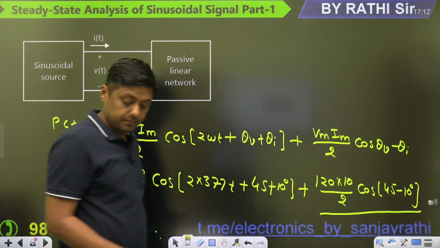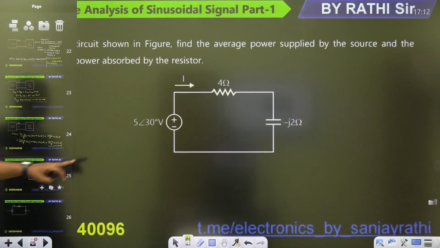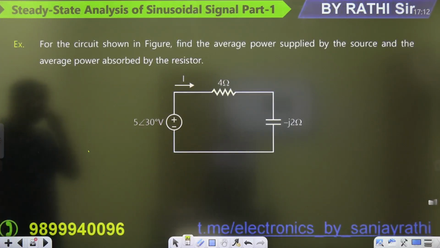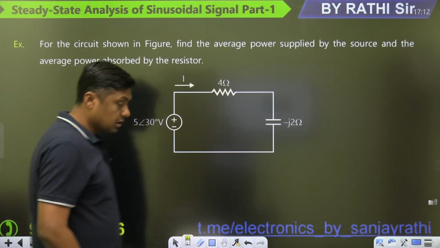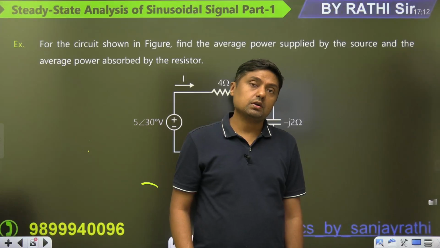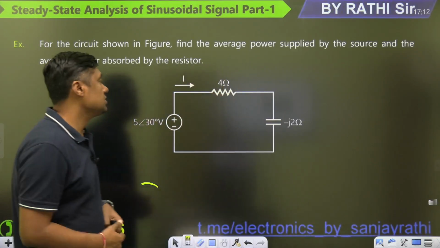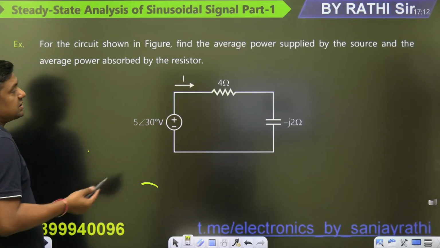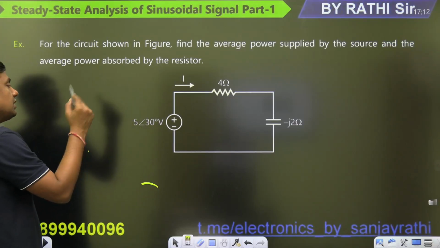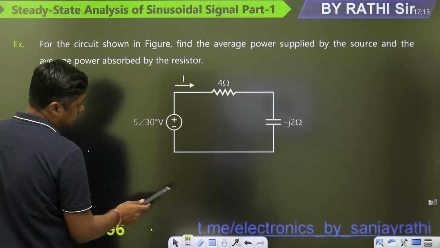Okay. Then next, watch this. For the circuit shown in the figure, find the average power supplied by the source and the average power absorbed by the resistor. That is the question. It is an RC circuit. This is the R and that is the C. So you can find the Z, you can find the I, then multiply, real part and imaginary part. From that you can find it, and then I will give you the shortcut also.